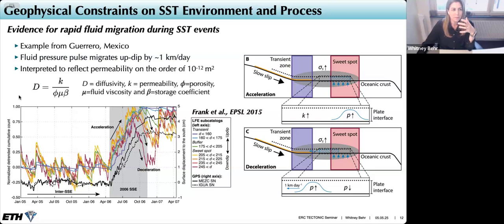And in several studies, including this one, they assume that that rate reflects some sort of fluid or fluid pressure diffusion process. And that allows you to use a diffusion equation to estimate the permeability based on the diffusion coefficient and some assumptions about porosity and fluid viscosity and storage coefficient. And the value that they come up with is about 10 to the minus 12 meters squared.